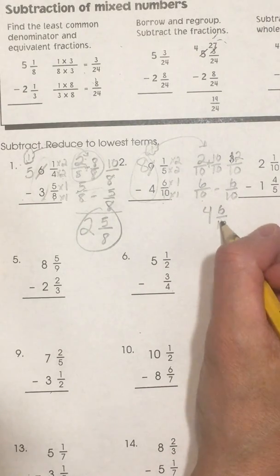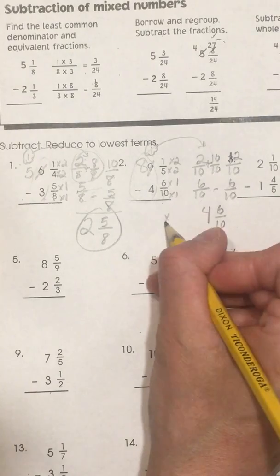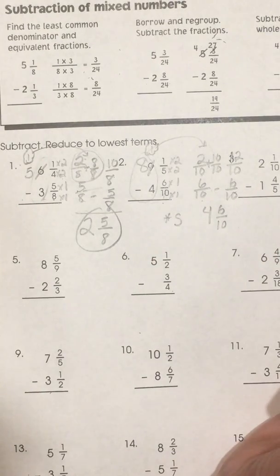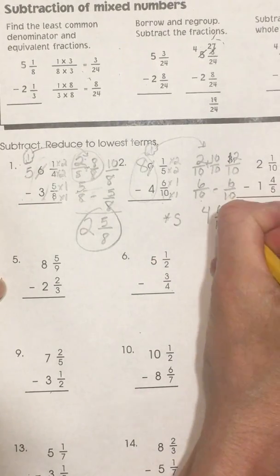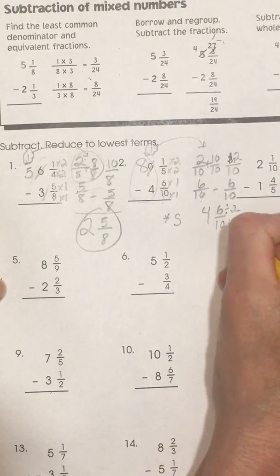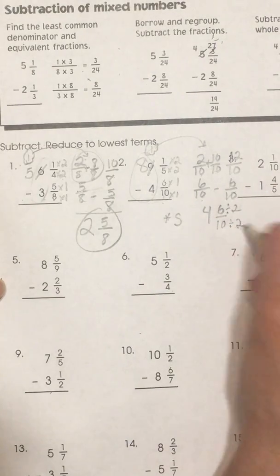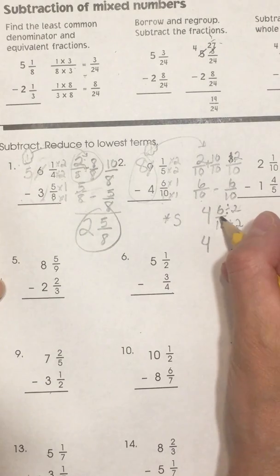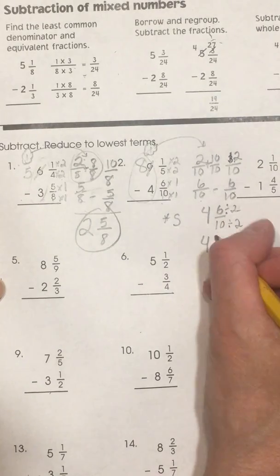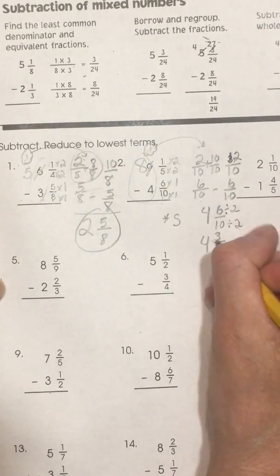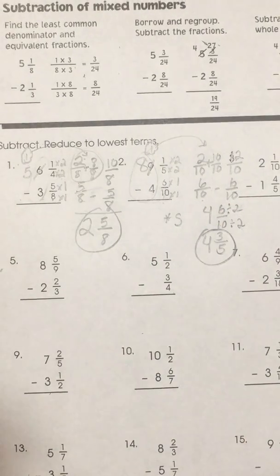You kind of wish you were done, but you're not, because I hope you can pick up that you need to simplify. They're small numbers and they're both even, so chances are the greatest common factor is a 2. I have 4 and 6 divided by 2 is 3. 10 divided by 2 is 5. 4 and 3/5.